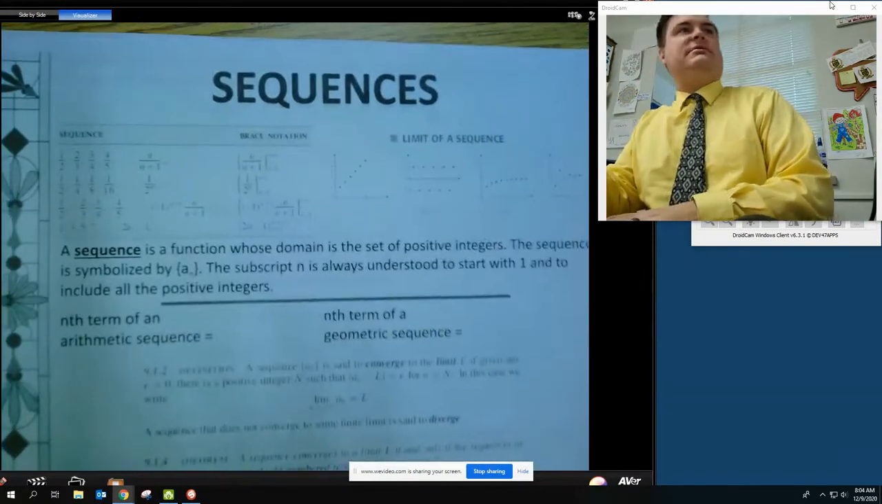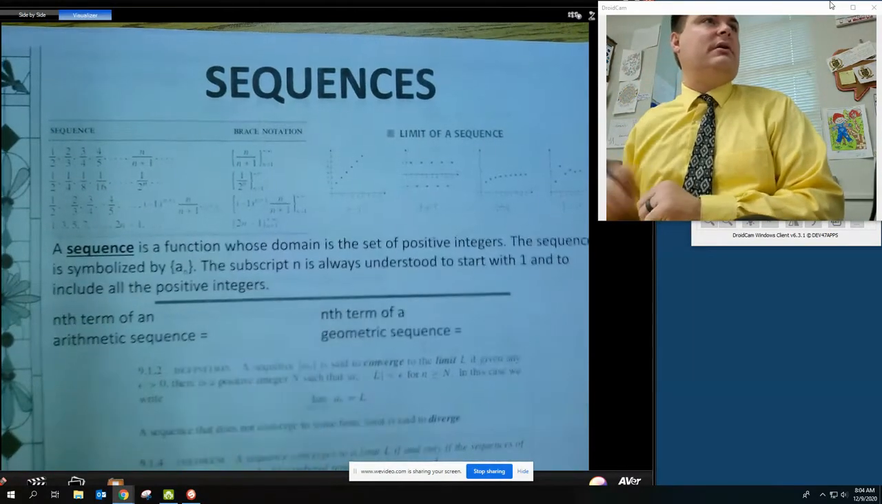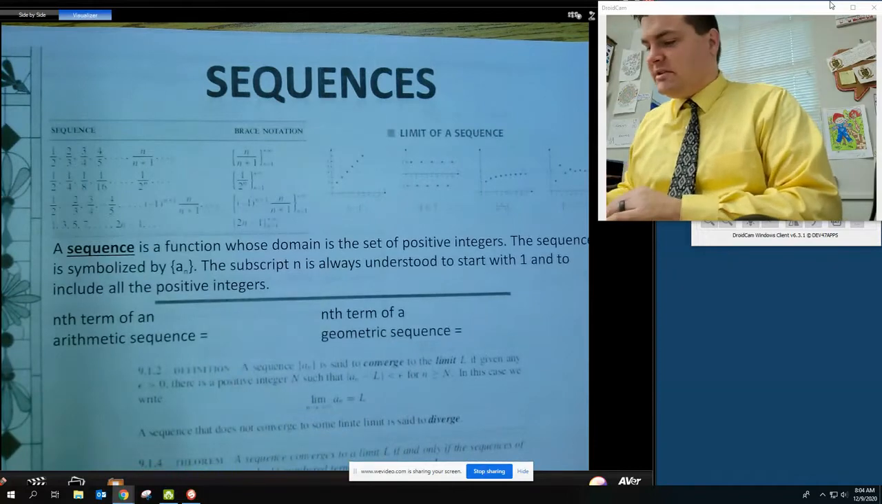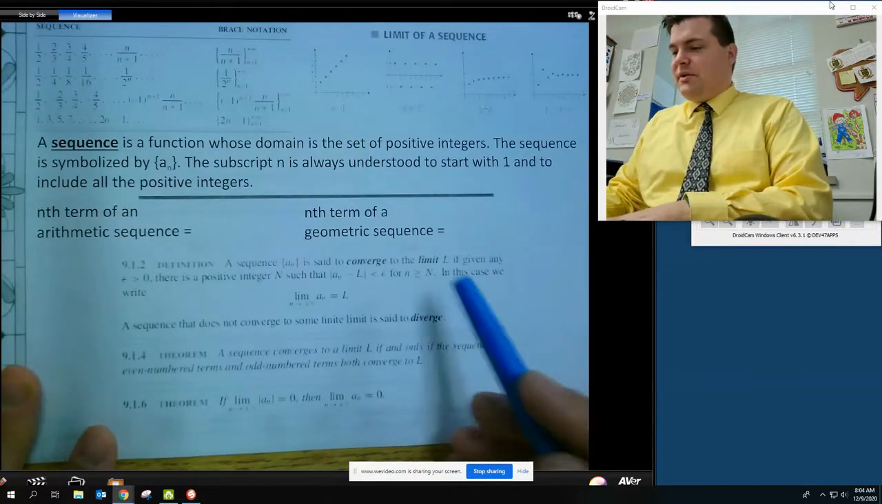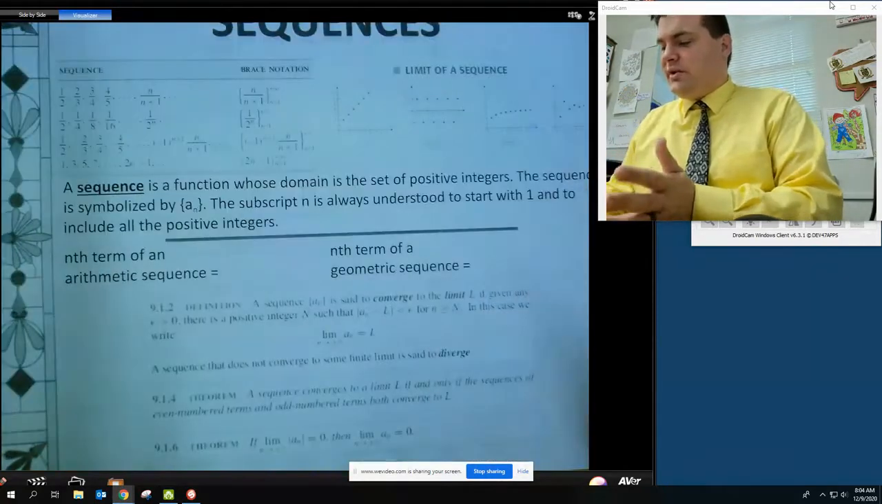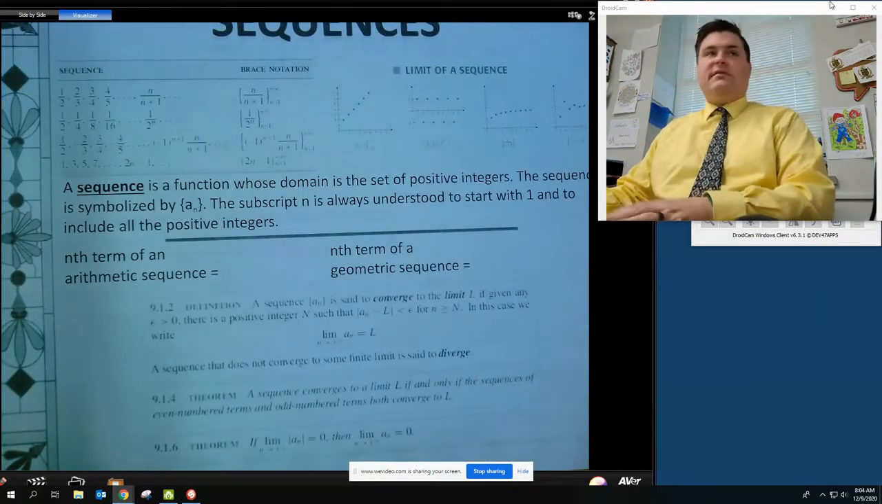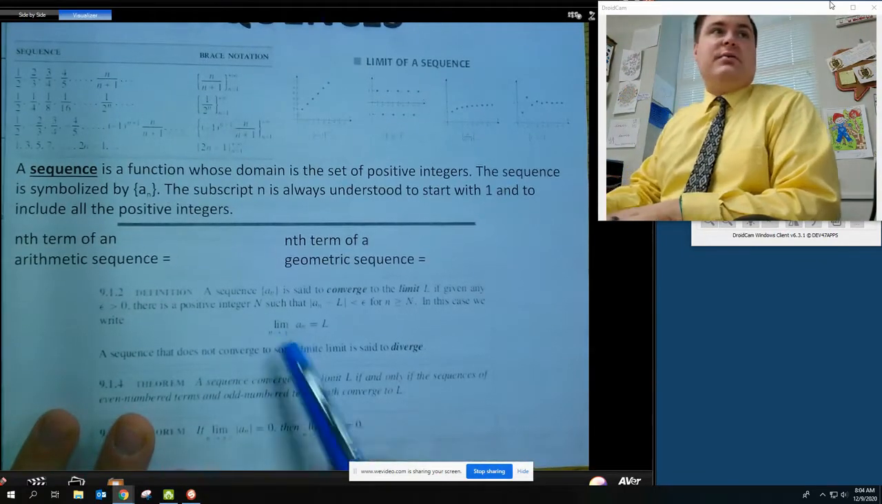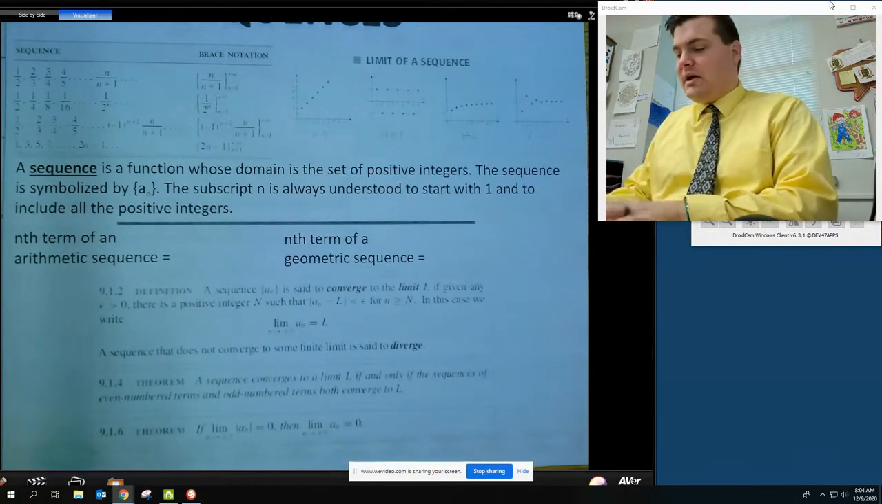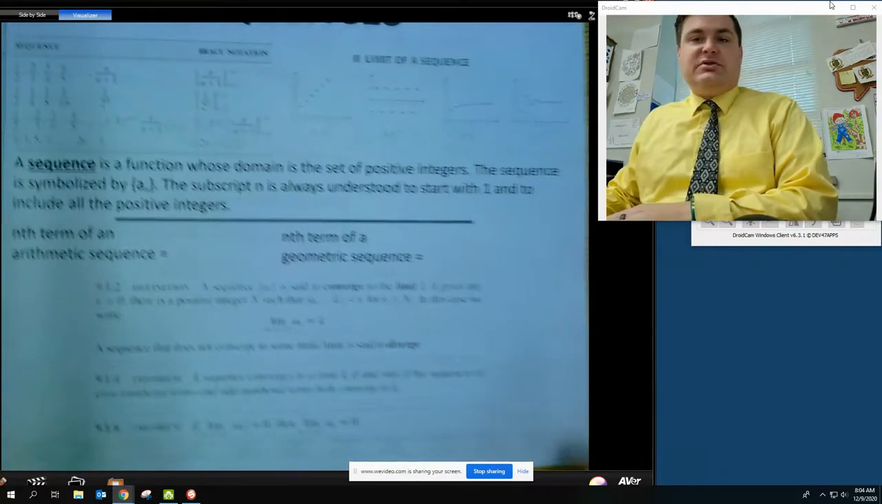Okay, so that's what a sequence is. What's important for a sequence is we want to find out if that sequence eventually is going to converge or diverge. It converges if we can find the limit of that sequence and it actually gives us a number. Otherwise, it's going to diverge.